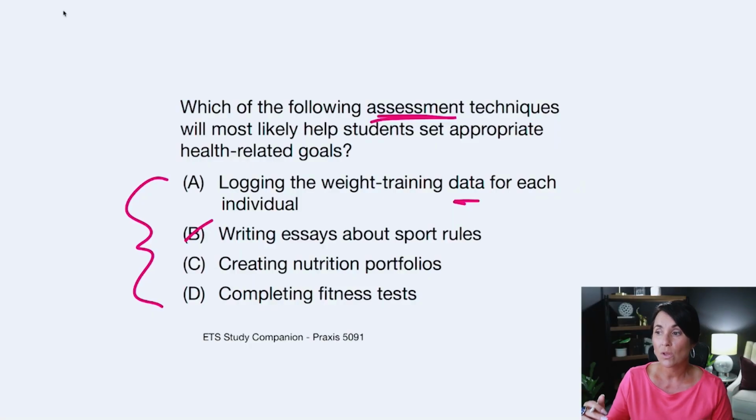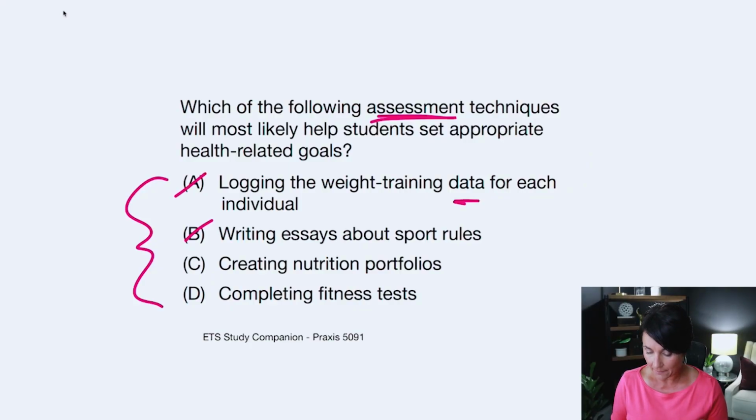In order to say, okay, here's where I am, here's where I want to be. So A is more like progress monitoring. Because if I'm weight training and I'm pumping iron and I'm writing down, oh, today I did 25 pounds and last week I only did 20 pounds, well, I can see growth. I'm monitoring my progress. But this isn't about setting appropriate goals. Setting goals is in the beginning. So I'm going to cross off A.